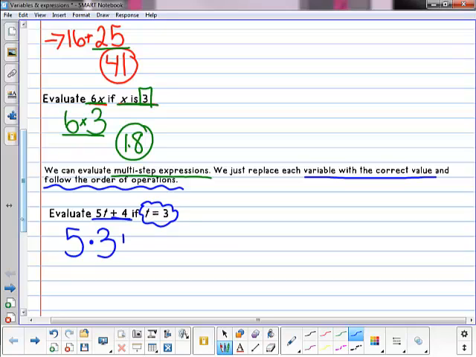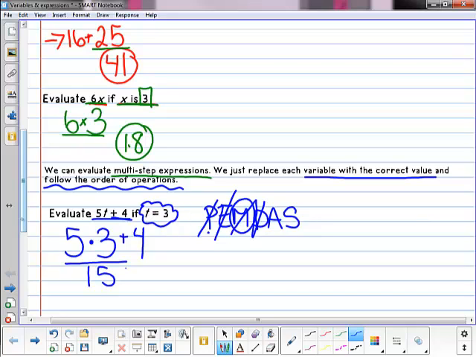So 5t. Oh, what does that mean again? Multiplication. I'm going to show it with the dot this time. So t equals 3, so I'm going to plug in 3 for t, and I'm going to make sure I have the rest of my expression there. All right, I'm going to write my cheat word for the order of operations, PEMDAS. Do I have any parentheses in this expression? No, I don't. Do I have any exponents? Definitely not. Do I have multiplication or division? I sure do. I have multiplication. So I'm going to cross it out.